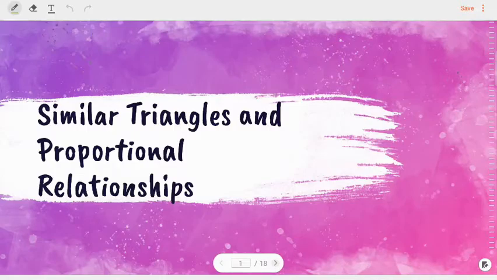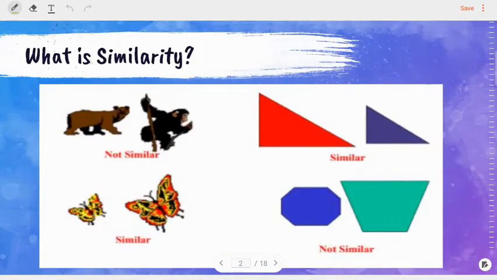Hi there. Today we're going to be talking about similar triangles and proportional relationships. So to begin with, let's talk about what is similarity. And as I look at these pictures, I can see some examples of things that are similar versus not similar.